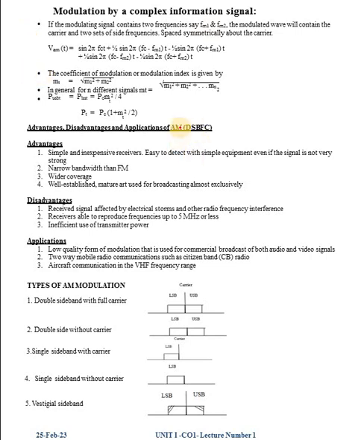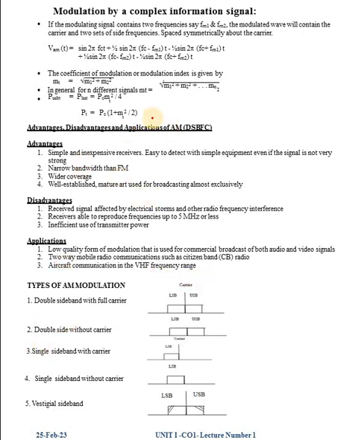Amplitude modulation is otherwise called DSB-FC. What is DSB-FC? Double sideband with full carrier. Applications of DSB-FC are AM, a low quality form of modulation that is used for commercial broadcast of both audio and video signals, and two-way mobile radio communication such as citizen band radio and aircraft communication in the very high frequency range.